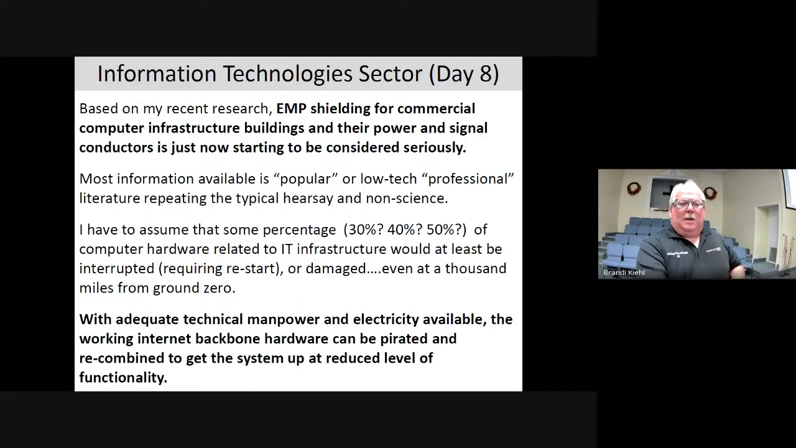Okay. I'd say that 30, 40, 50% of the computer hardware is going to either have to be restarted or it's going to have some physical damage to it. But with adequate smart folks like y'all out there, basically you should be able to salvage and cobble together some sort of system to get things back moving toward normal. I hope there is.